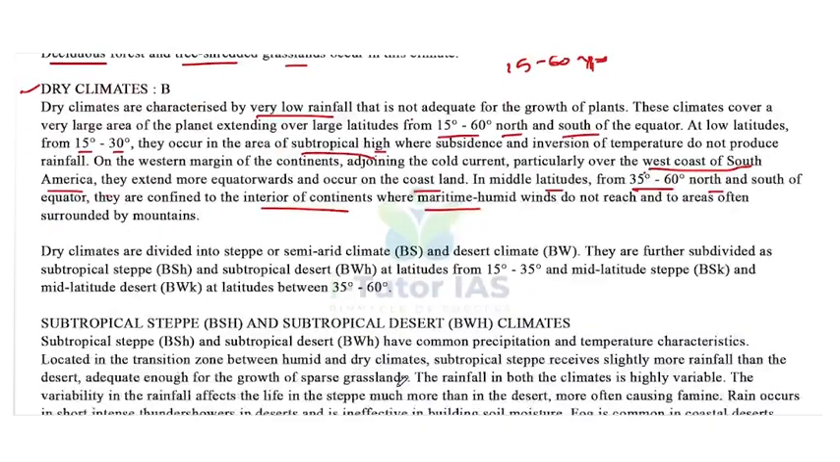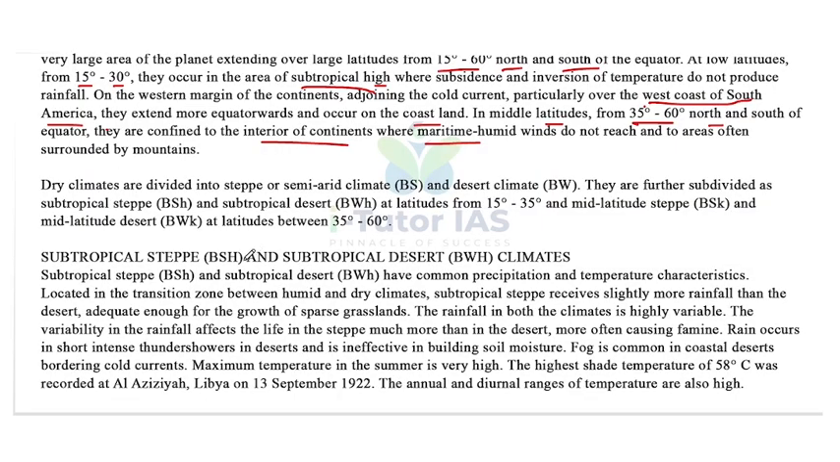Now, dry climates are divided into steppe or semi-arid climates, that is BS, and desert climate, BW. They are further subdivided as subtropical steppe, BSh, and subtropical desert, BWh, at latitudes from 50 degrees to 35 degrees, and mid-latitude steppe and mid-latitude deserts at latitudes between 35 degrees and 60 degrees.